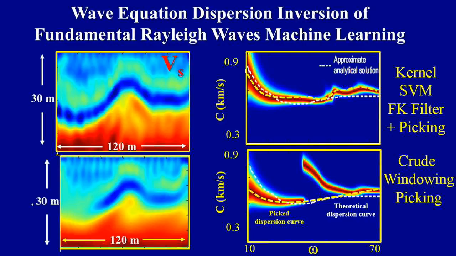So the nice thing about this is the machine learning can save you a lot of time in picking dispersion curves. And one of my graduate students is now doing full 3D inversion of 3D data for surface waves, and he's overjoyed at something like this, because that means he doesn't have to pick the dispersion curves over several hundred thousand traces.